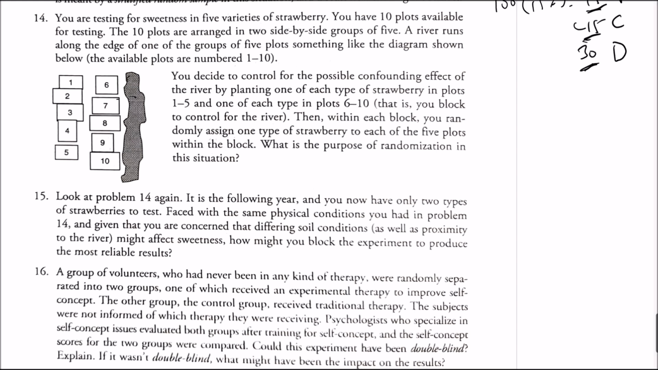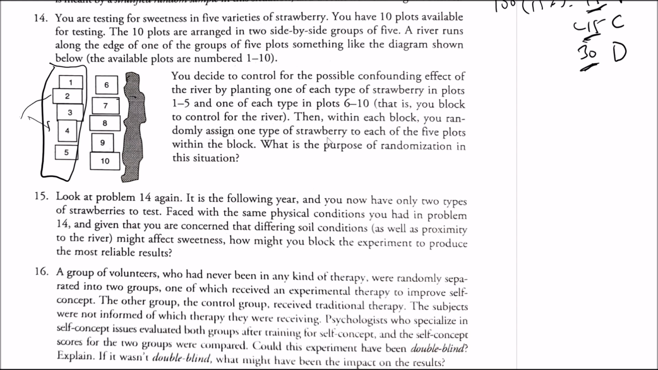What is the purpose of randomization in this situation? Okay, so let's say you're doing this block right here, you're going to randomly assign a strawberry into specific plots randomly though, right? The reason why you do it randomly is because you want to control for other variables. You want to control variables that might affect the outcome that you may not know about, right?